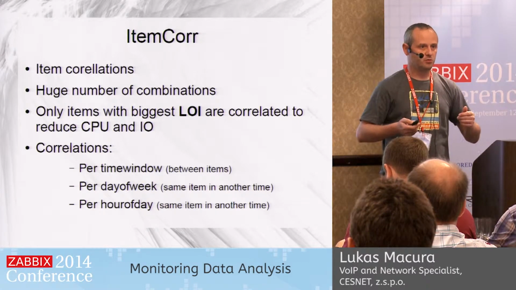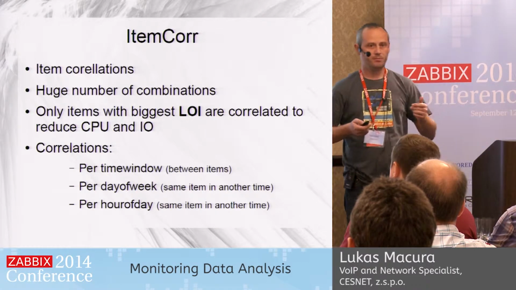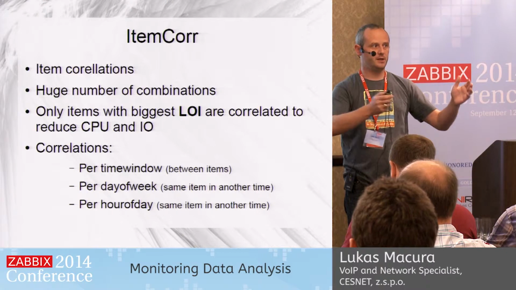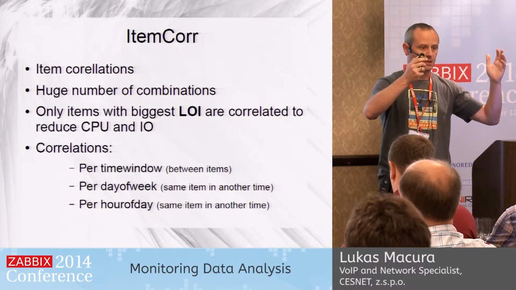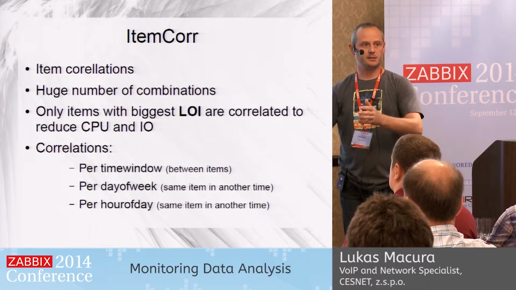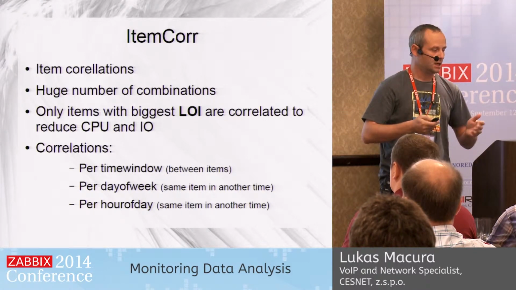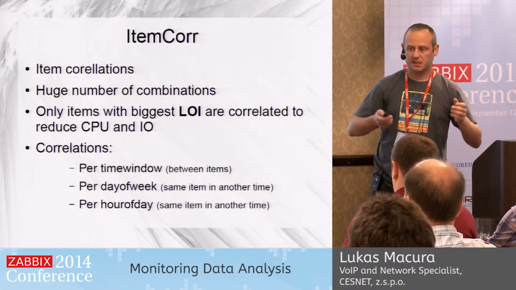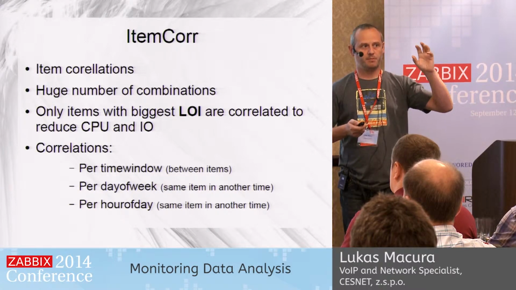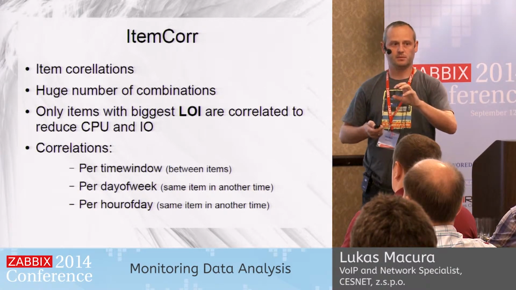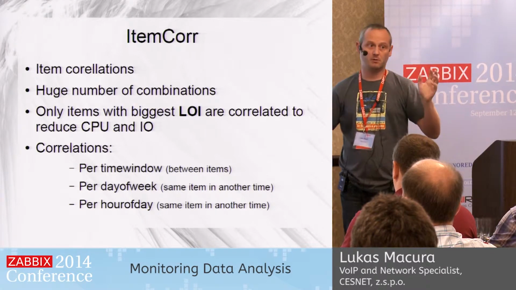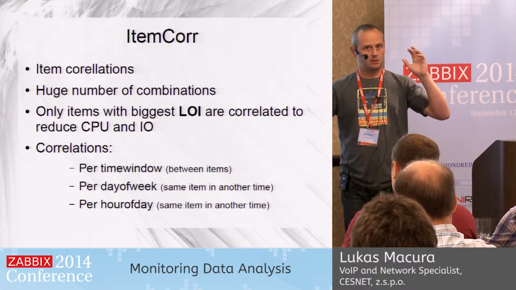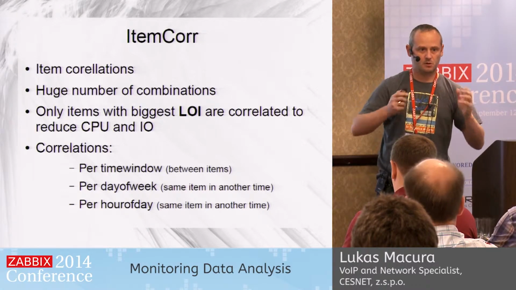Today it is possible to compute correlation per time window. It means between items, something like correlation between Ethernet statistics and disk statistics. Per day of week, it will check the same item, like disk statistics, on the same day of the week. So each Monday there was some problem. Okay, let's look for it. And per hour of the day means, okay, what happens at 7 o'clock each morning?